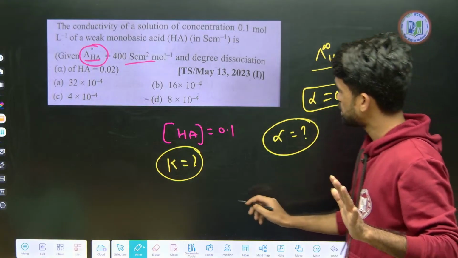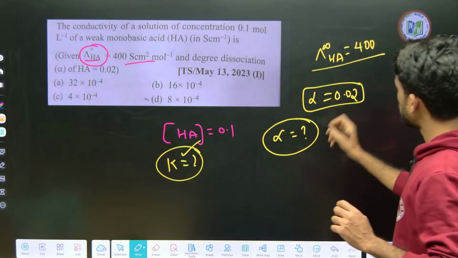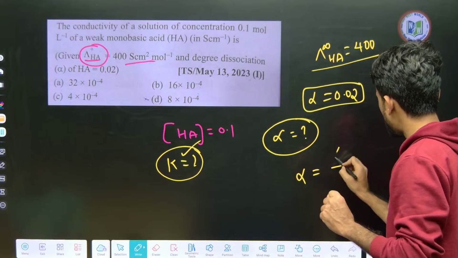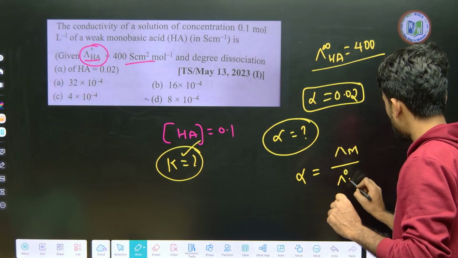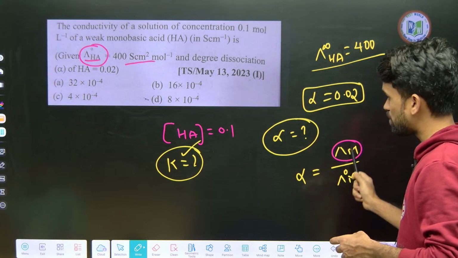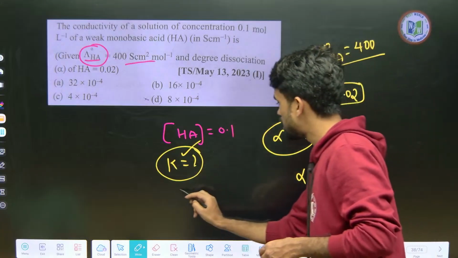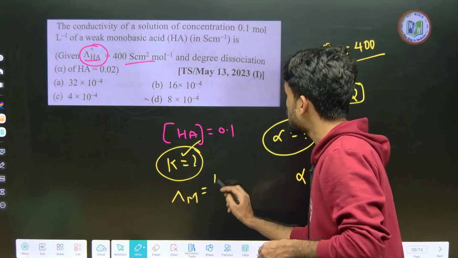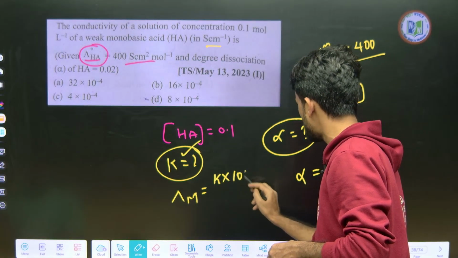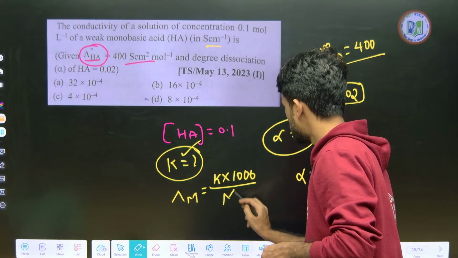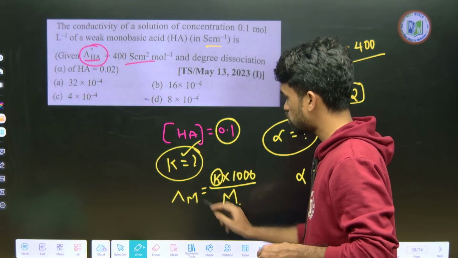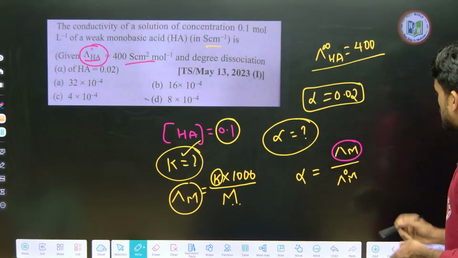What are they asking us? They are asking about K. Now using this we can find one thing. Lambda, that is alpha, is equal to del M by del naught M. So from this we can get our del M. Now there is a relation between del M and K. Del M is equal to K into 1000 by M, as they are asking in centimeter inverse. We have our concentration M, and what about K? That is what we need to find. Del M we are going to get here. So what is this del M value?